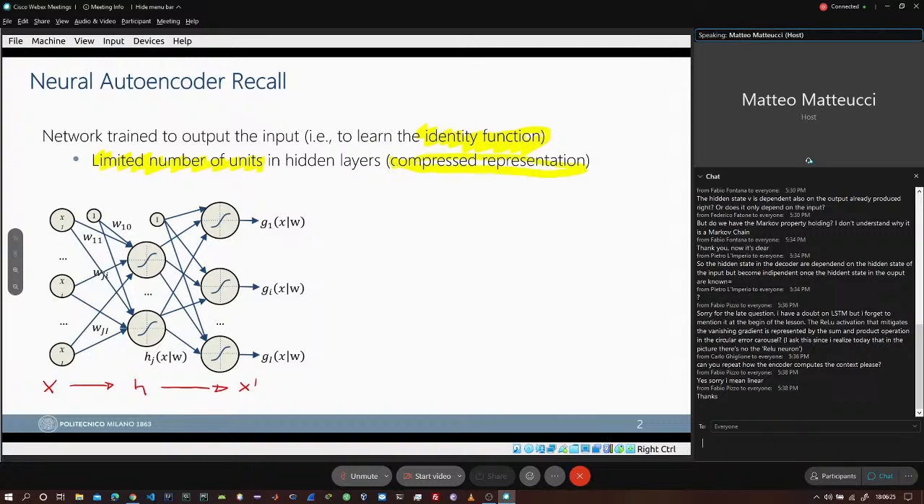So what you do is compress X into a representation H in such a way that when you reconstruct this representation, you are able to retain most of the information. So basically, it is a compression problem where you try to minimize the reconstruction error.